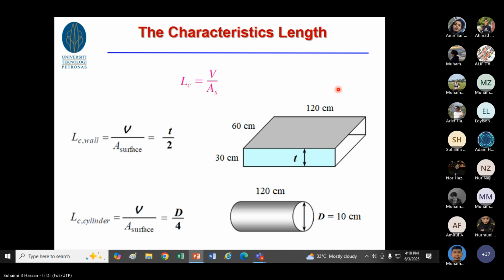Second part. The volume for the cylinder is pi d squared over 4 times L. So in this case it is pi times 10 times 10 over 4 times 120. They want the volume. The surface area is pi d L, pi times 10 times L. If you divide that volume over the surface area, the answer is actually 2.5 centimeter. Please calculate for a moment to prove that.